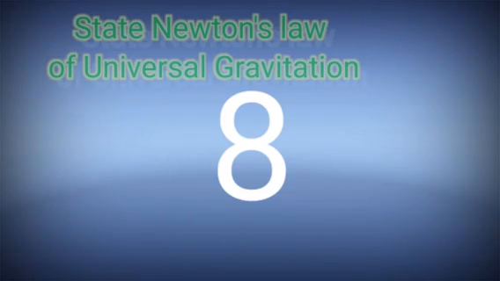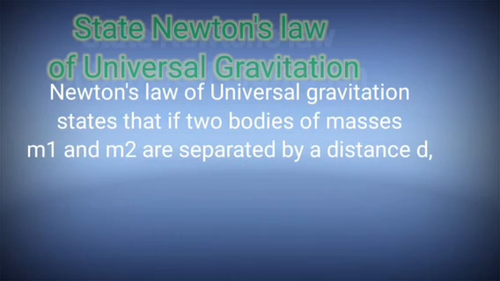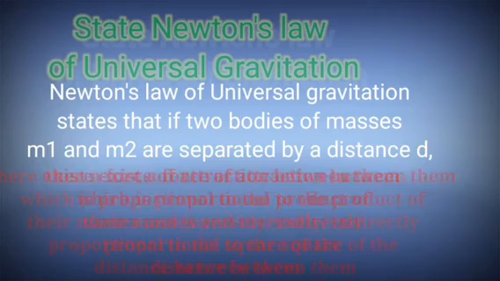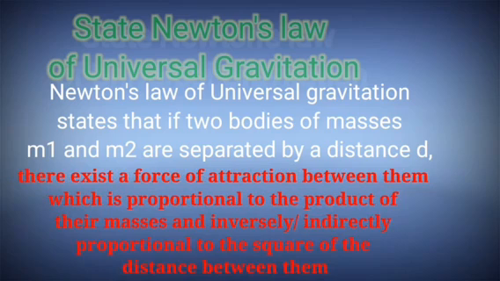Now, this question says, state Newton's law of universal gravitation. Now, Newton's law of universal gravitation exists between bodies which are under gravity, and it simply states that if two masses are separated by a distance d and they possess mass m1 and m2, the force between the two masses is proportional to the product of their masses and inversely proportional to the square of the distance between them. And so this is one of the inverse square laws, and this also applies.